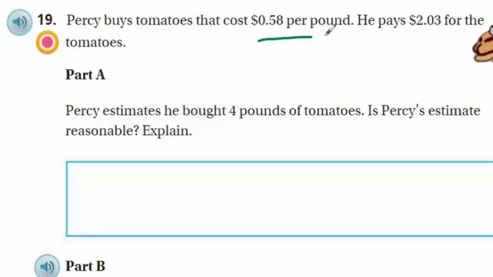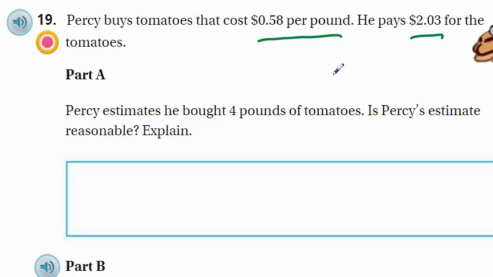This is what we're looking at, the price per pound, and this is how much the total paying. Now, he says that he bought about 4 pounds. Well, if we rounded the 58 down to 50 cents, that would be so much easier to deal with. And if that's just $2.50, 50, 50, 50, yeah, that's pretty easy, don't you think? It's just going to be about 4 pounds.